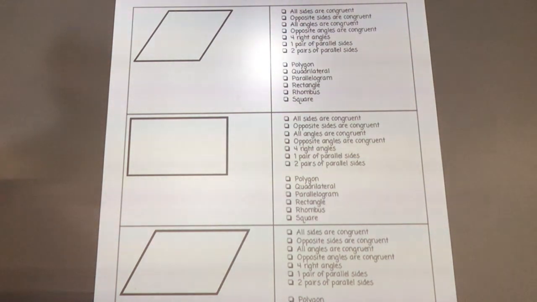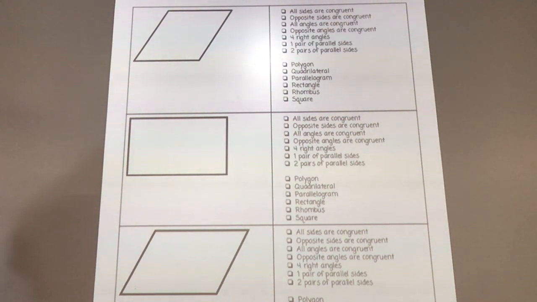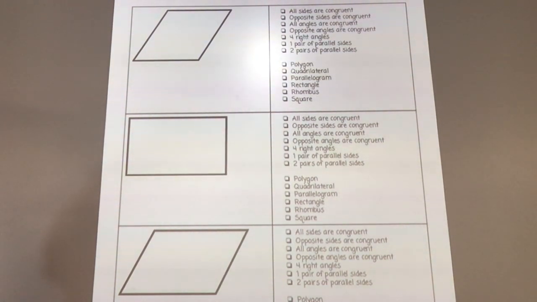Mason? A 4-sided figure with opposite sides parallel. Malia? A plane figure with at least 3 straight sides or angles. Say that again. You were good. A plane figure with at least 3 straight sides. Justice. Straight sides, a flat shape.